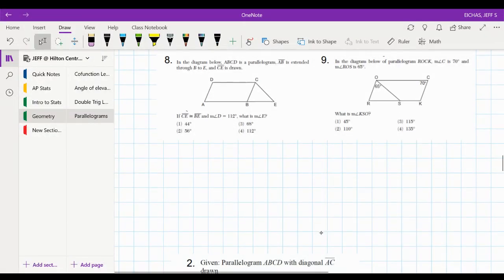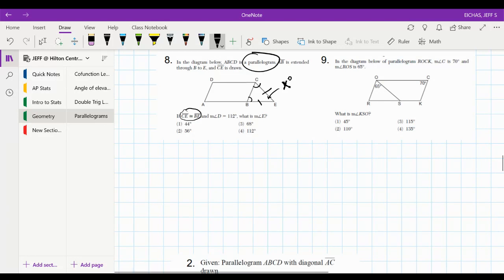Little trick here. This is basically giving us an isosceles triangle. So CE and BE. All right. They want you to use base angle theorem. So those angles will be congruent. And ultimately, they want that angle. Okay. So I'm giving you a hint on this. This is a tough problem.